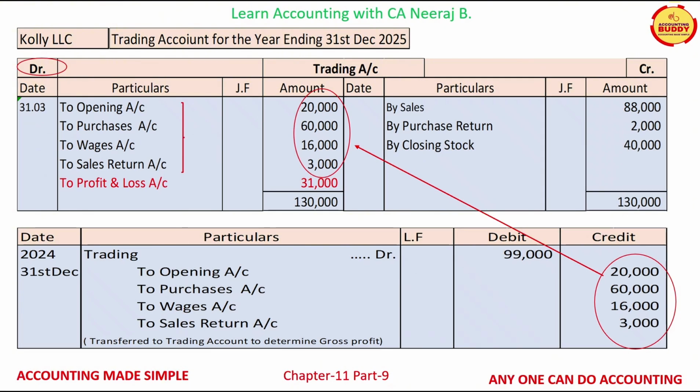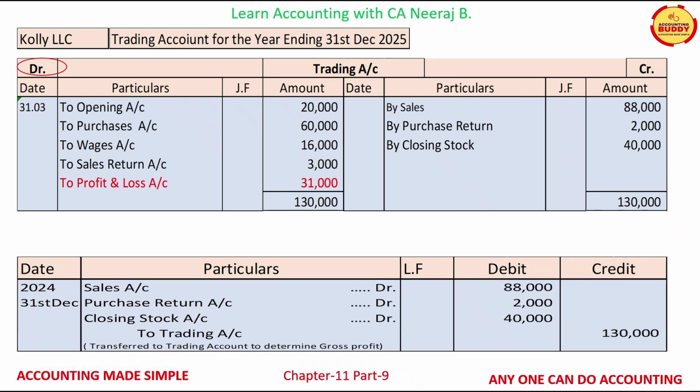All the nominal accounts which were credited will be posted to the debit side of the trading account. Similarly, let us understand how the income nominal account journal entries will be posted in the trading account. All the nominal accounts which were debited will be posted to the credit side of the trading account.